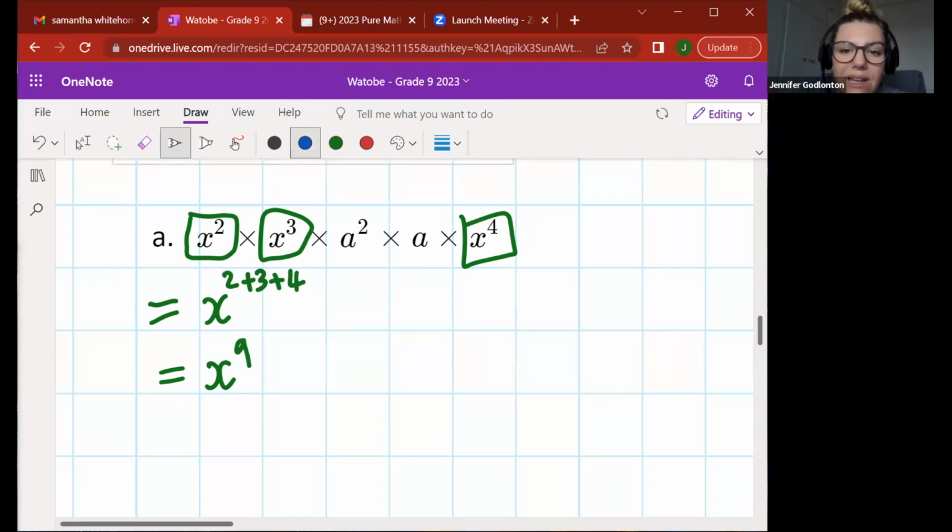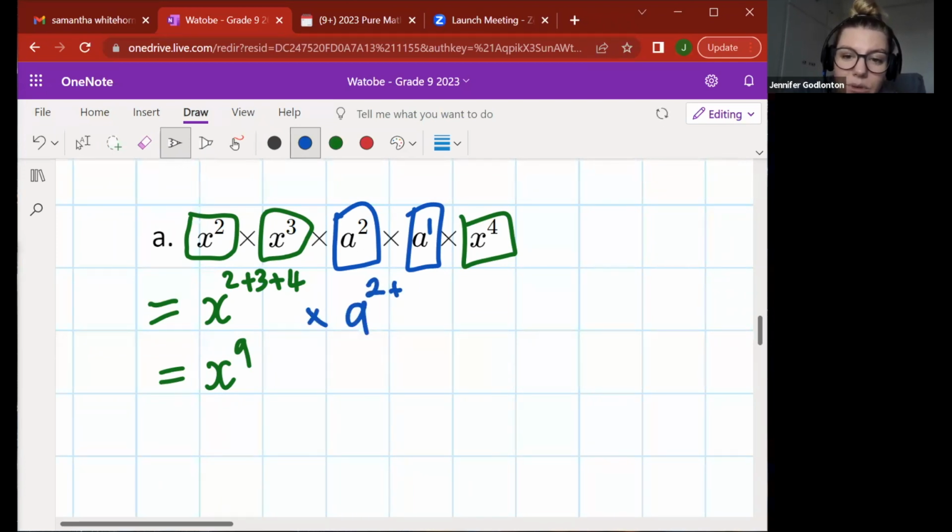Okay, then we look at our a's. Remember, when there is no exponent, there would be a 1. So we're saying times a to the power of 2 plus 1, which would be a to the power of 3. And you can write the times in between them, but you don't need to. So you could say x to the power of 9, a to the power of 3, or you could say x to the power of 9 times a to the power of 3. Both of those would be fine.